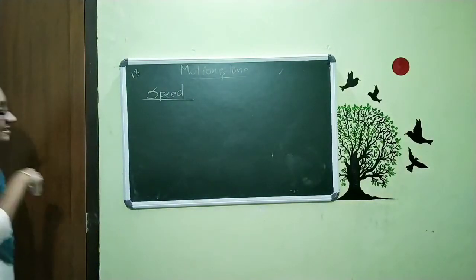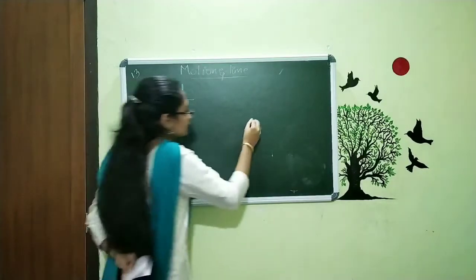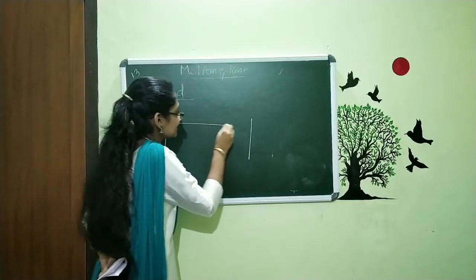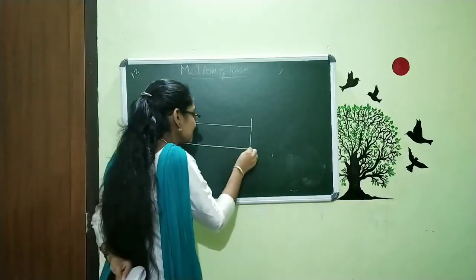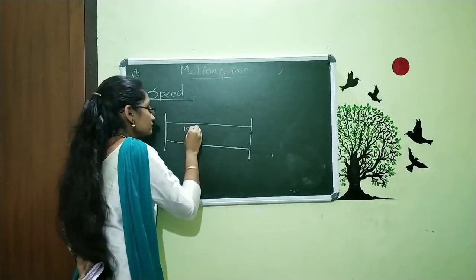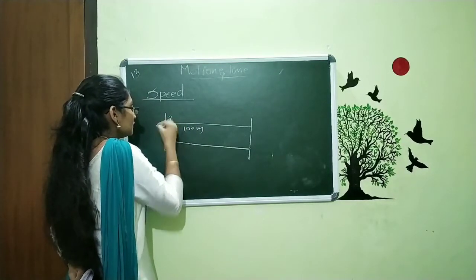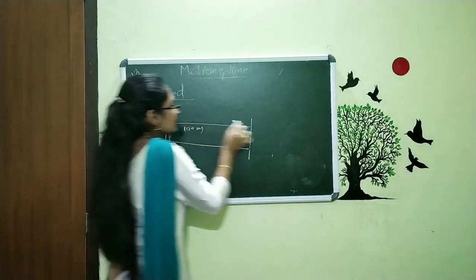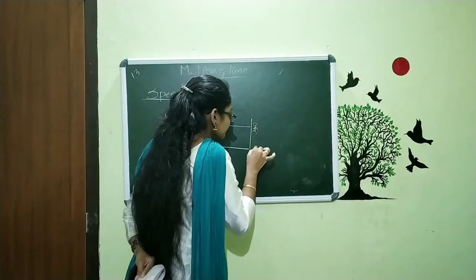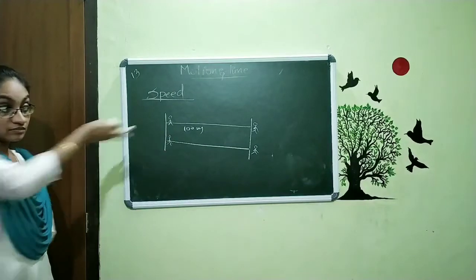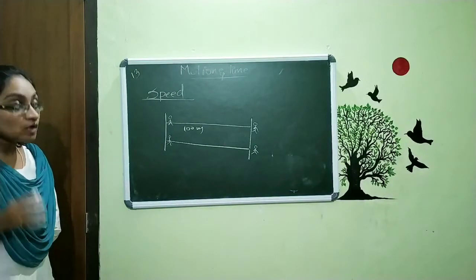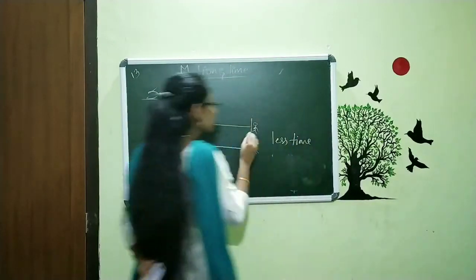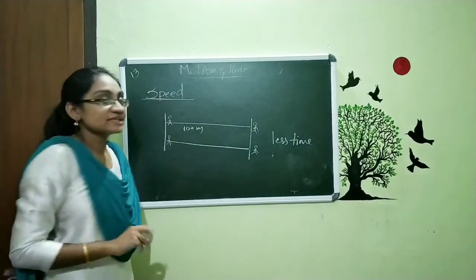Another example we are considering is one running race, and here the distance is 100 meter. This is a 100 meter running race. Both of them are here at the starting point and this is the end point. And they just run and reach the final point. How do we consider the winner? We will take who took less time. Who took less time to cross this line. That's how we identify the winner.